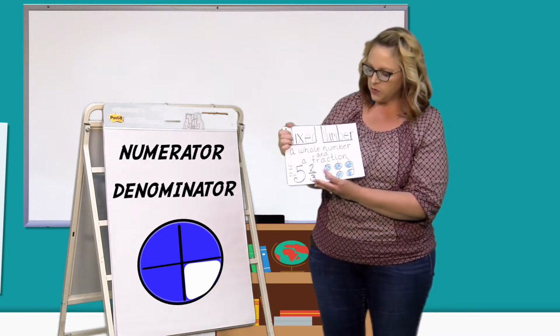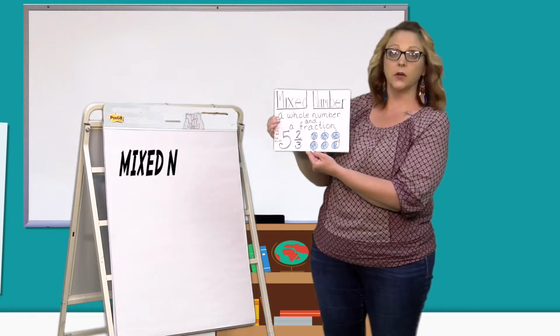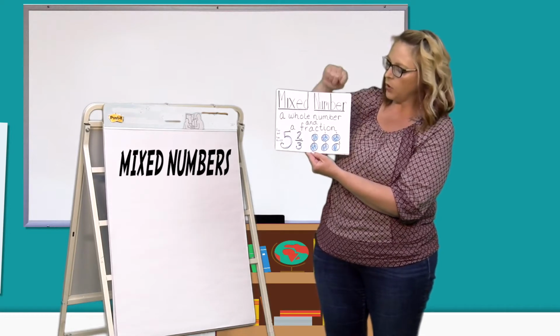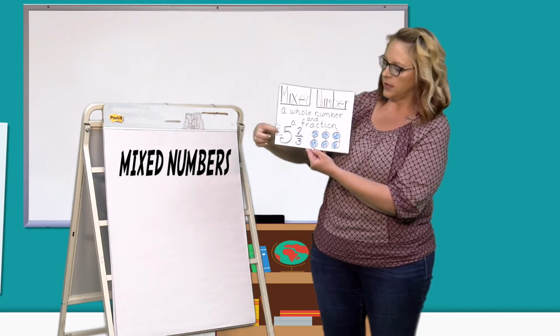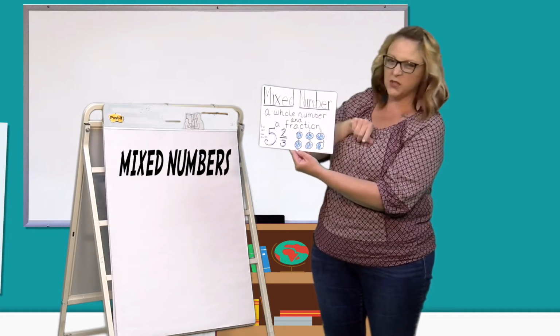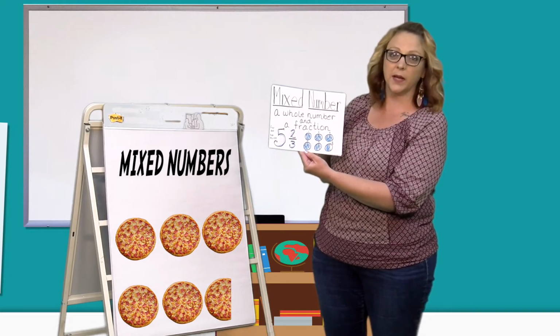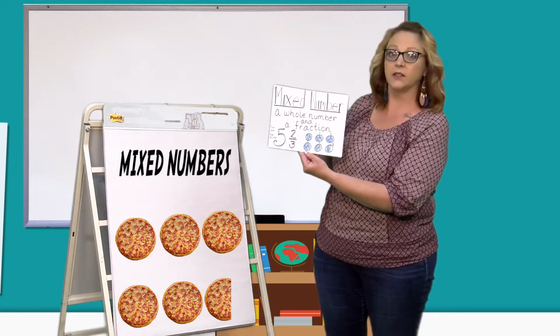I also want to do a quick reminder, a refresher about mixed numbers. Mixed numbers are a whole number and a fraction, like you see here, 5 and 2/3. If these are pizzas, we have 5 pizzas, but the 6th pizza has 1 piece missing. So 5 and 2/3.